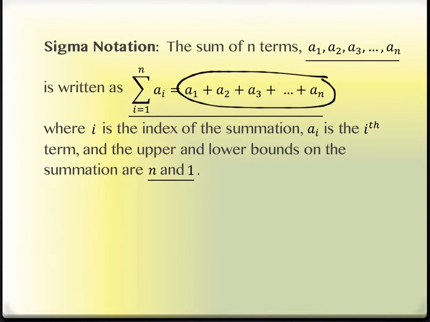A little bit of vocab here. i is called the index of summation. a sub i is called the ith term. And the upper and lower bounds are what we call the n and the 1. So 1 is our lower bound, n is our upper bound, and they are below and above the sigma.